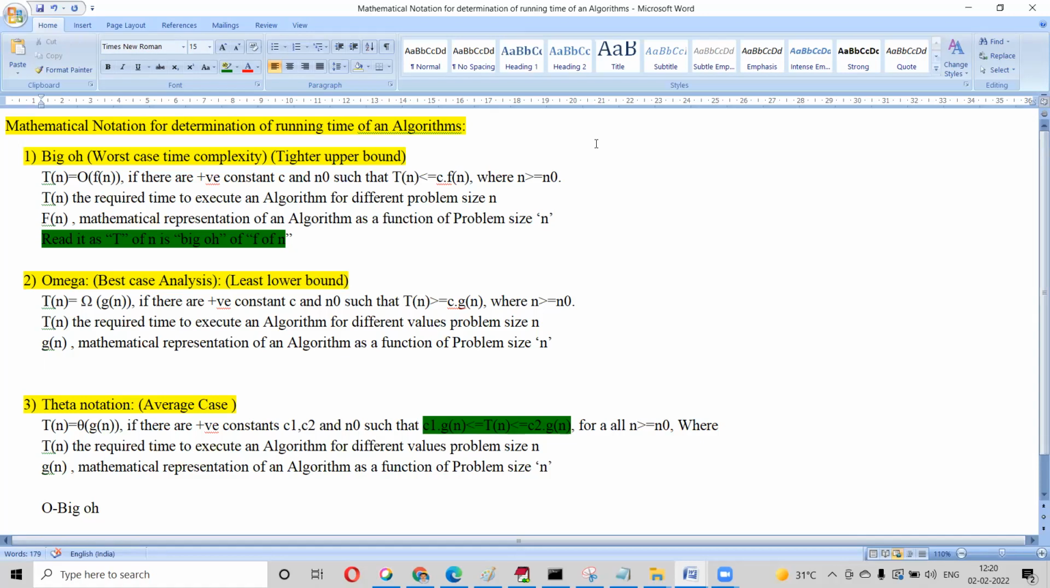Yes, sir. So these are the big O, omega, and theta notations. By using these notations, we will try to evaluate the time required for particular algorithms.